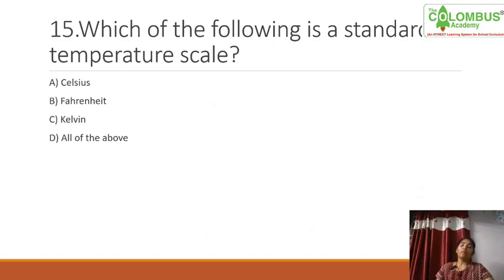Which of the following is a standard temperature scale? Celsius, Fahrenheit, Kelvin, all of them. Think: which of the following is a standard temperature scale?